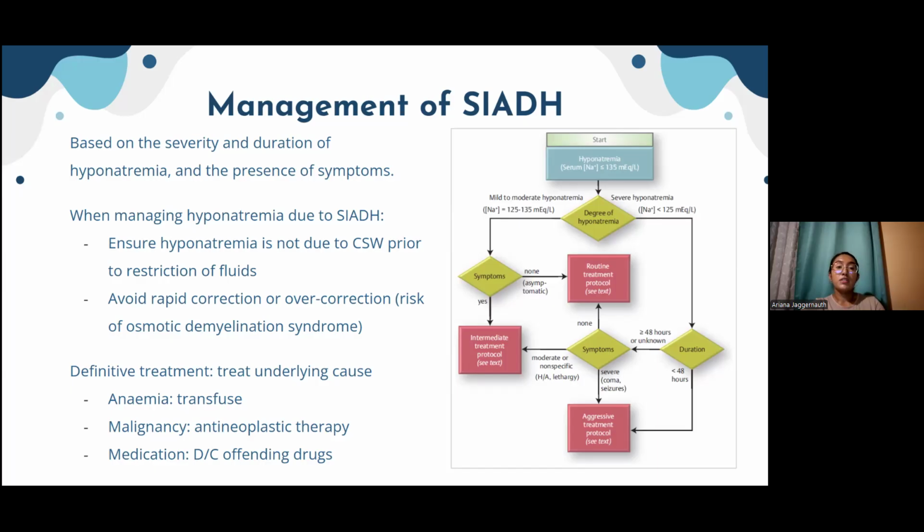When managing patients with hyponatremia due to SIADH, it's important to ensure that hyponatremia is not due to cerebral salt wasting prior to restriction of fluids. It's also important to avoid rapid correction or even overcorrection of sodium due to the risk of osmotic demyelination syndrome. Definitive treatment also involves treating the underlying cause. In the event that the patient is anemic, we can transfuse blood products. In the event that hyponatremia is secondary to malignancy, the patient can be referred for anti-neoplastic therapy. And if it is due to the use of medication, we discontinue the offending agents.